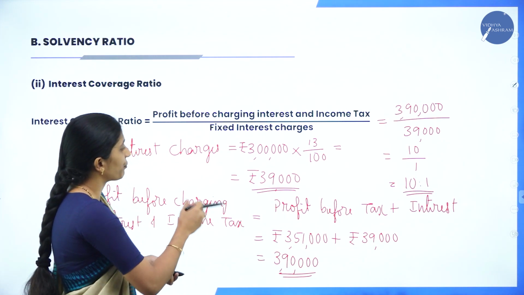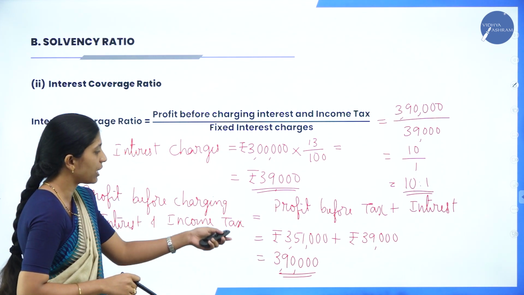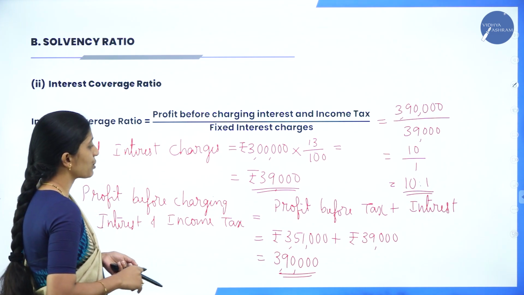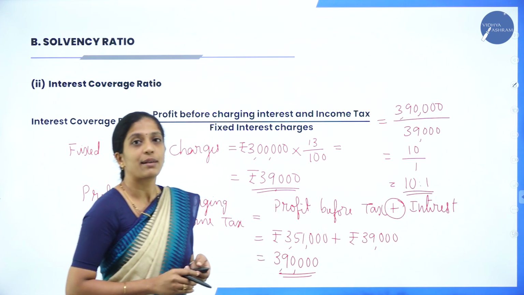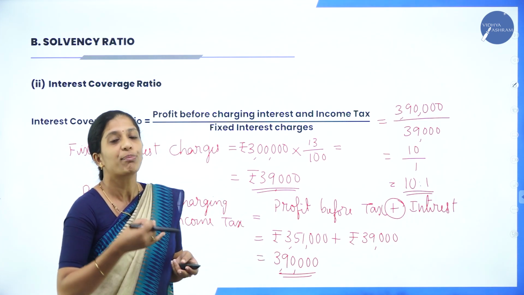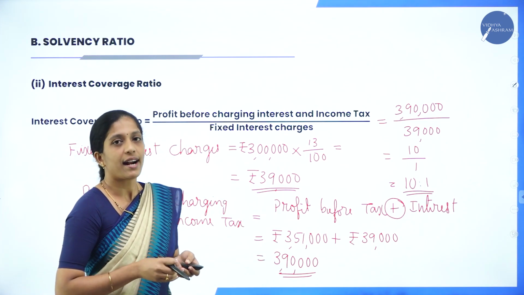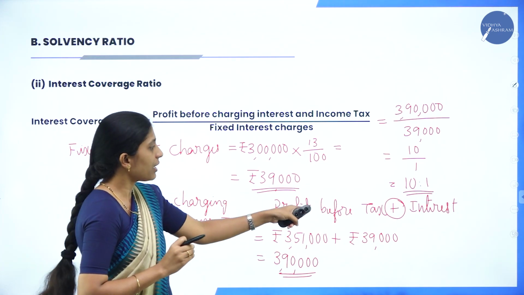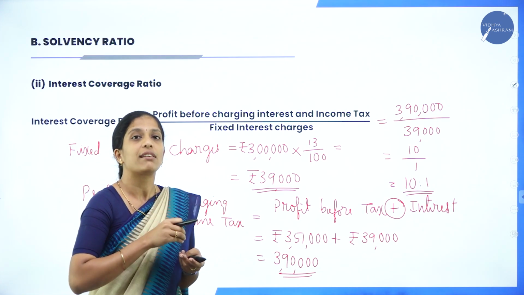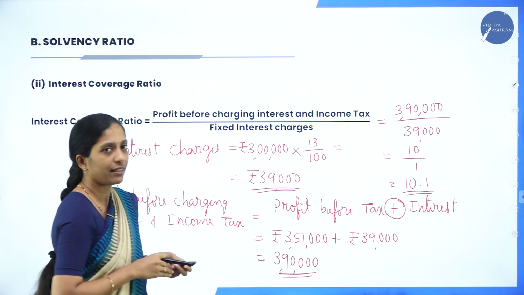So, that is 3,51,000 plus 39,000. So, we'll get 3,90,000. So, why are we adding? Because normally we will calculate profit after tax, so we want before tax. So, we will add here. Normally interest and tax will be deducted from profit. But here if you add, you will get profit before interest and income tax, that is 3,90,000.